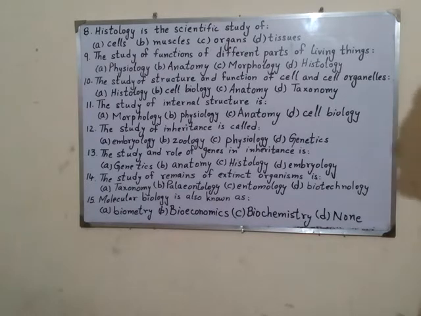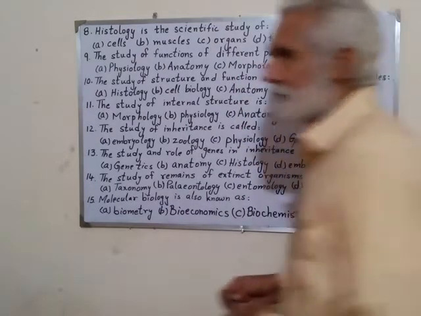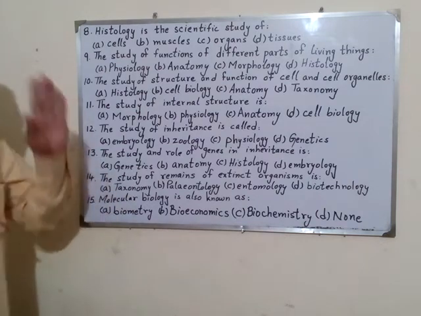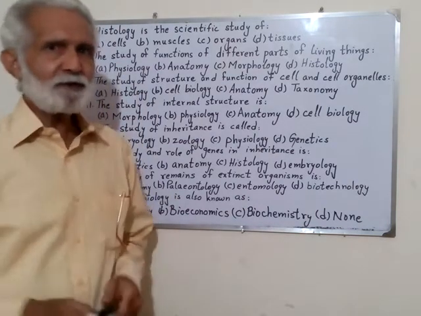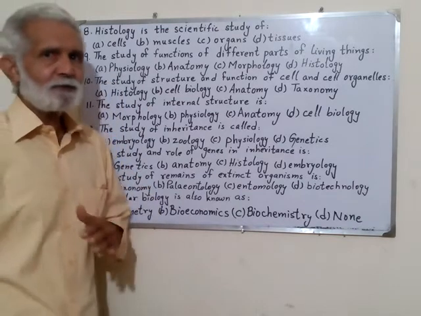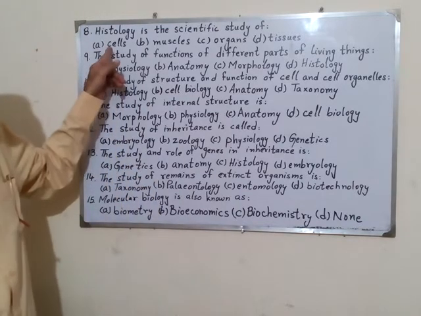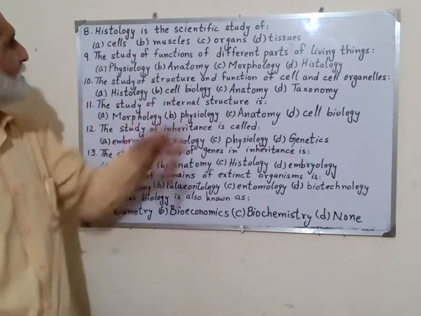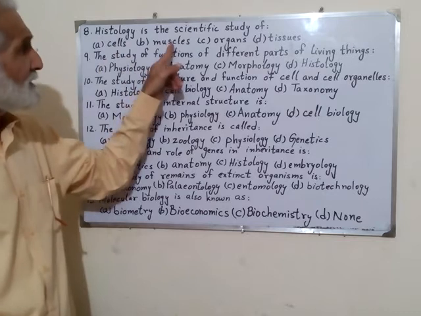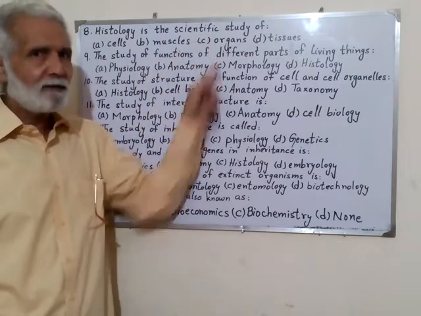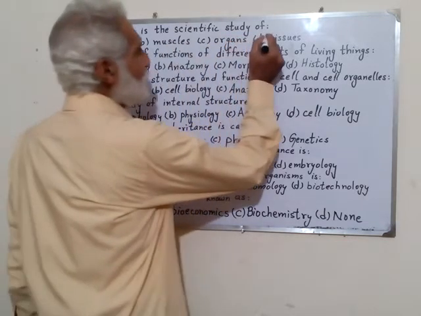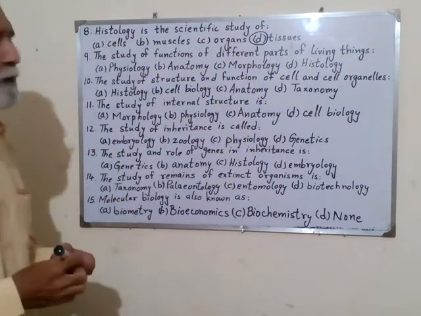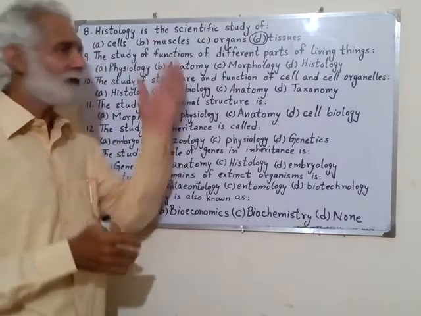Sentence number 8 is histology. Histology is the scientific study of... When we say histology, remember that we know the definition. Histology links with tissues. So cell is cell biology, no? Histology is the scientific study of cells, no. Muscles, no. Organs, no. Histology, we know the definition, is the study of tissues. When cells combine to form tissues, the study of tissues is called histology.